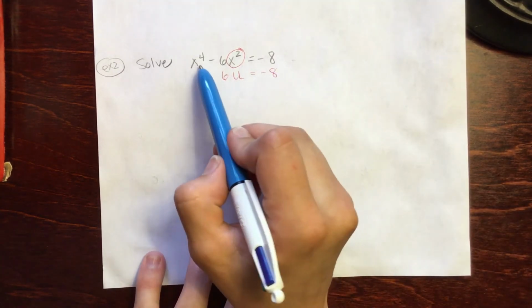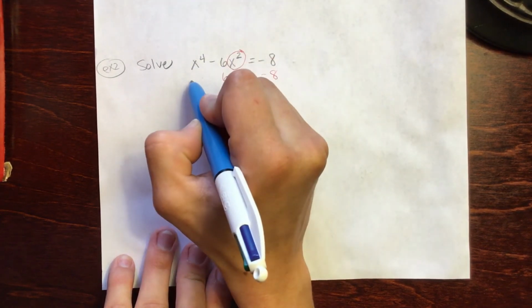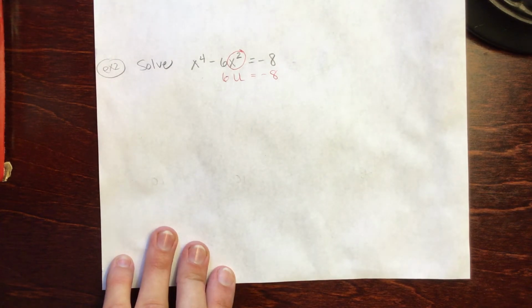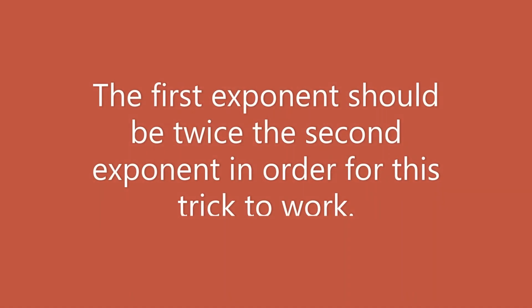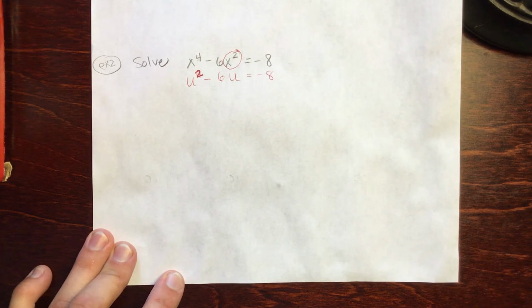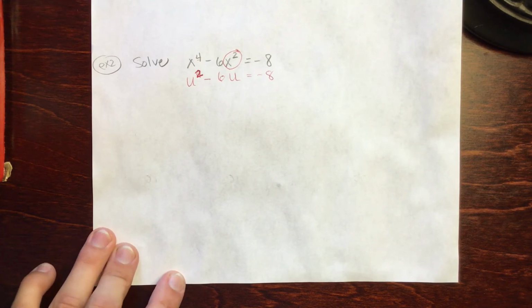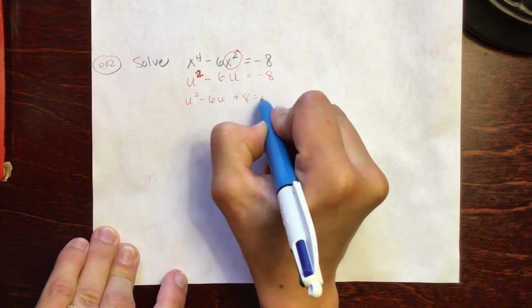Okay, well, u equals x squared, but this is x to the 4th, so if I square x squared, I get a 4th power. Okay, let's solve this quadratic because now it's just a basic quadratic. We can factor, we can use the quadratic formula, or we can complete the square. If you want to factor or use the quadratic formula, you have to get it equal to 0, so I need to add my 8 over to the other side.